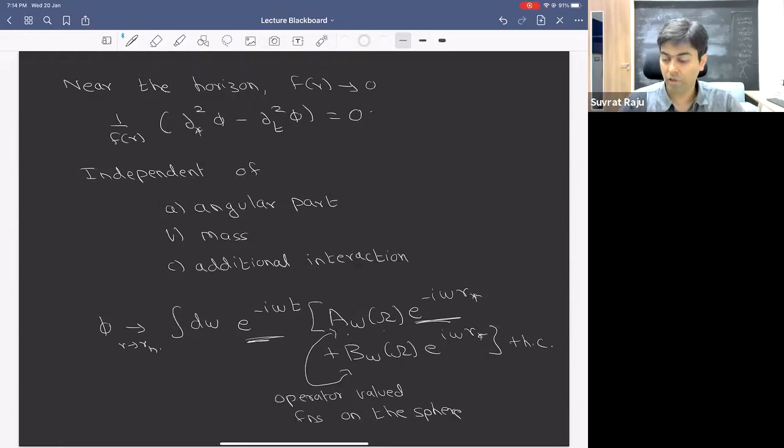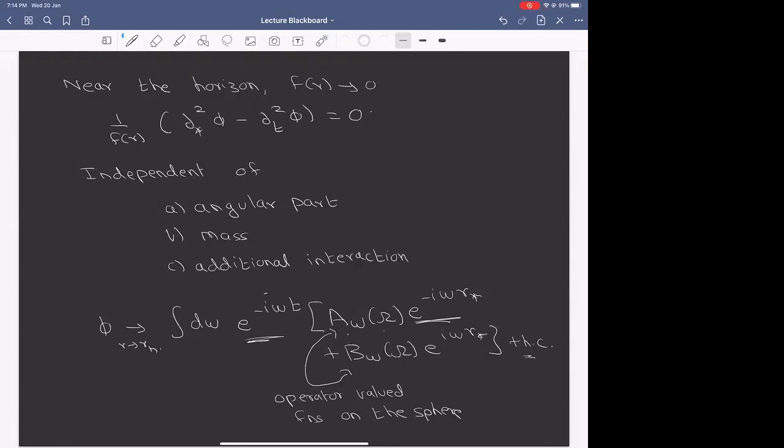And there is, of course, a Hermitian conjugate, so I separated out the e to the minus i omega t terms and wrote down a Hermitian conjugate term. Okay. So are there any questions about it?